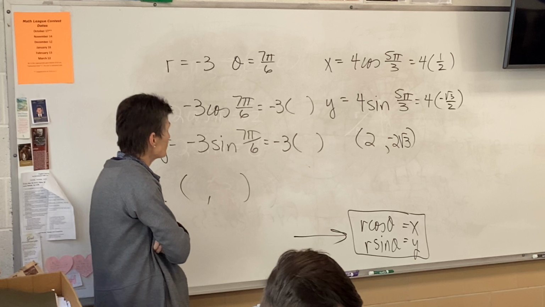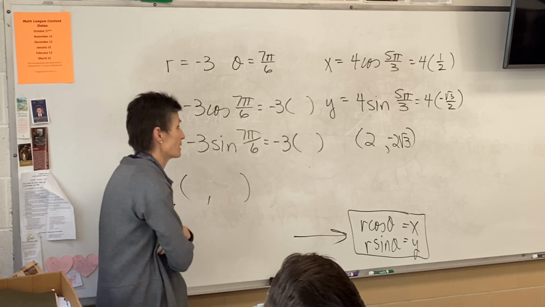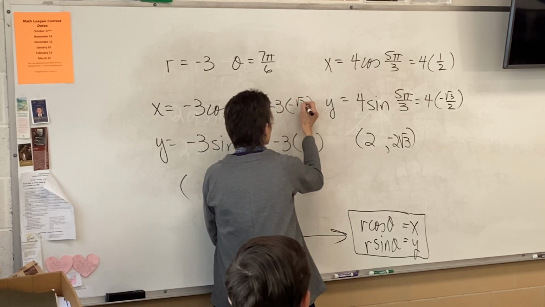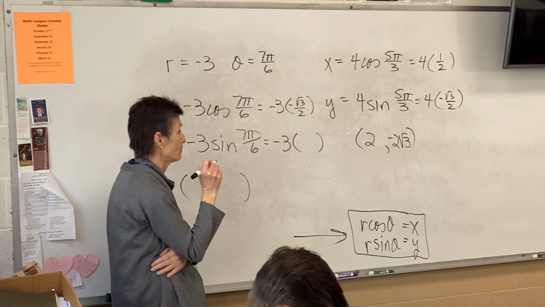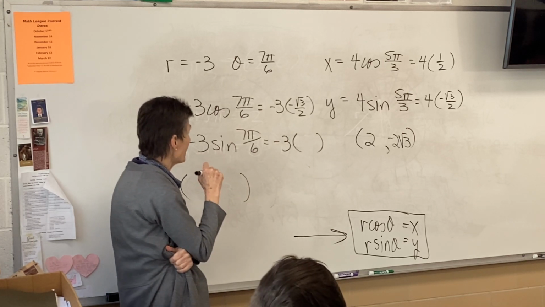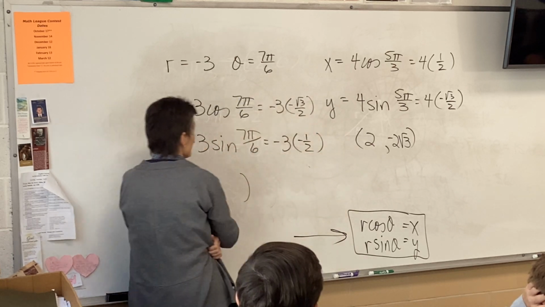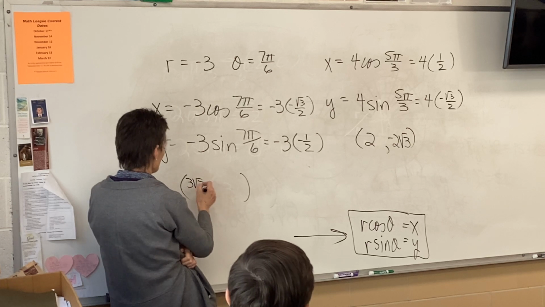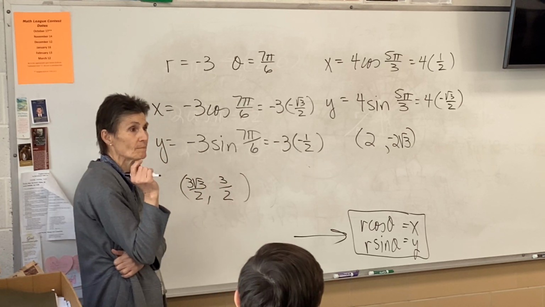What is the cosine of 7 pi over 6? Cosine 7 pi over 6. -√3/2. These signs are important, guys. You gotta remember our pluses and minuses. How about sine 7 pi over 6? -1/2. So it looks like we're gonna end up with (3√3/2, 3/2). Is that what you got?